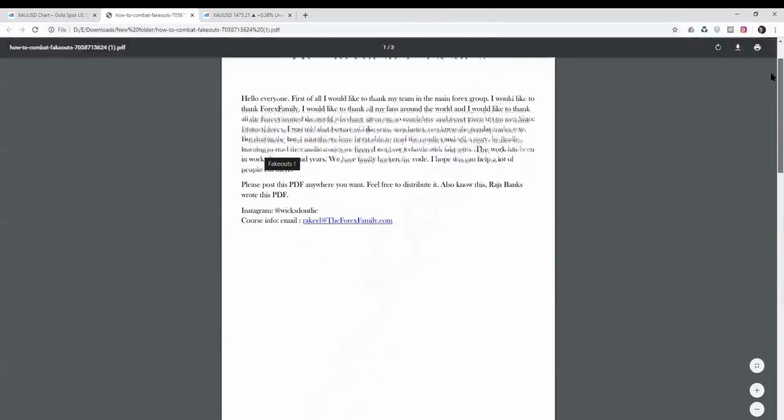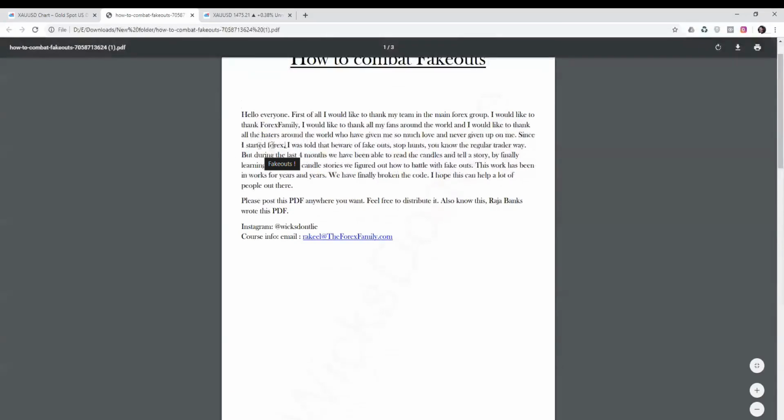All right, awesome. Well, there's a story about Cypher telling them to beware of fake outs. I was told to beware of fake outs, stop punch, the regular trader way. But during the last 4 months, we have been able to read the candles and tell a story by finally learning to read the candles. Stories, we figured out how to battle fake outs. This work has been in work for years and years.